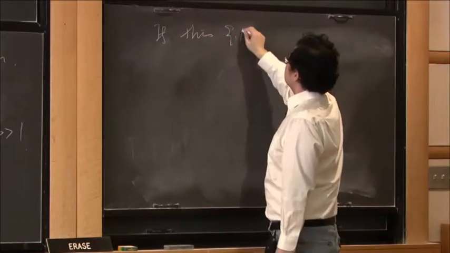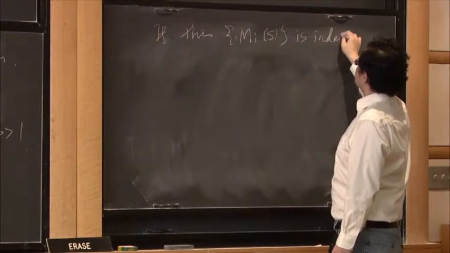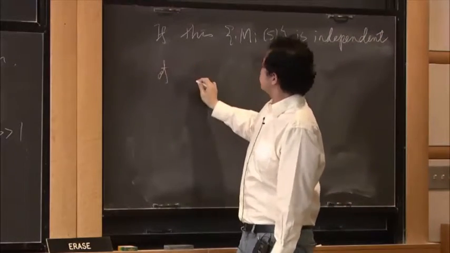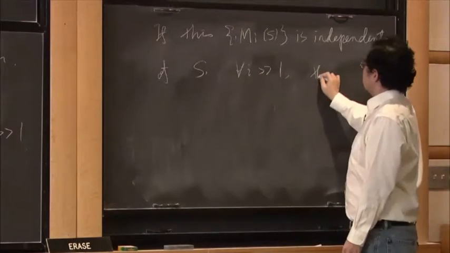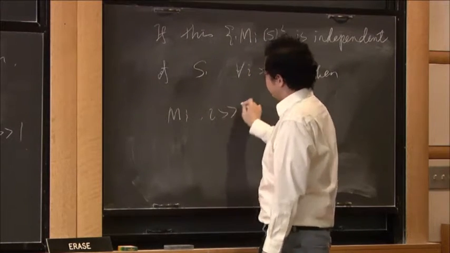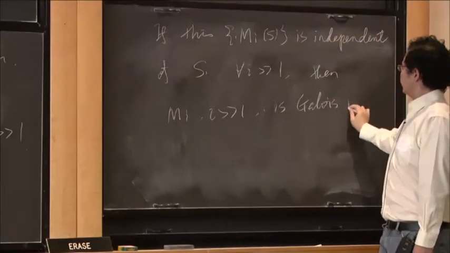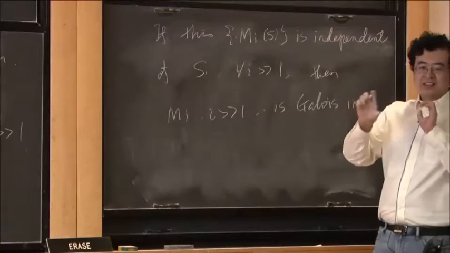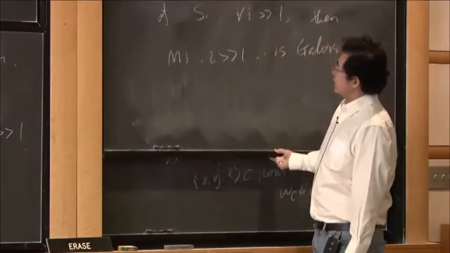If this Mi of S is independent of S, at least when I is really large, then for each Mi, when I is really large, it is Galois invariant. You shouldn't be surprised because you're sort of picking out the unique irreducible component. So how do you prove this?